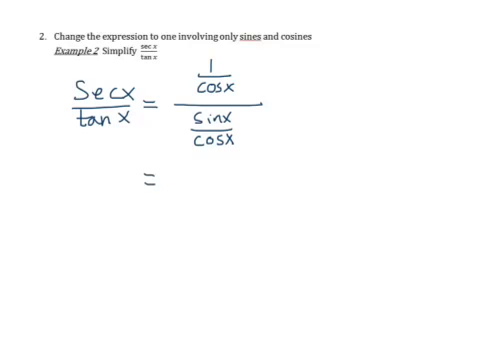Now here we can go ahead and multiply top and bottom by cosine of x over cosine of x, because that's going to cancel out these denominators, and we have cosine times 1 over cosine. That's just going to give us 1. And so we have 1 on top, and here this cosine cancels with this cosine, giving us sine. And we recognize 1 over sine of x is just cosecant, actually.